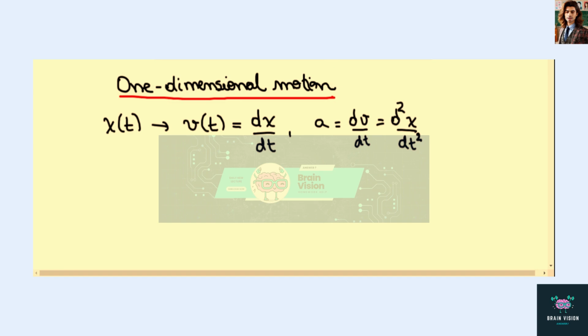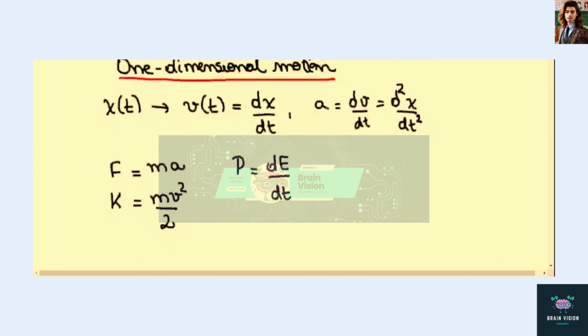Also, the force applied on that object is equal to the mass of the object times the acceleration. The kinetic energy of that object is the mass times v squared over 2. And also, we need to know that the power is the derivative of the energy with respect to time. Okay, so these are the concepts we're going to use in our problem.